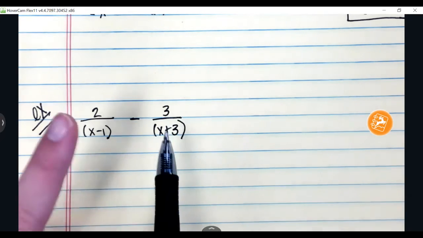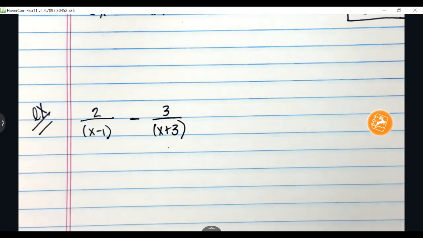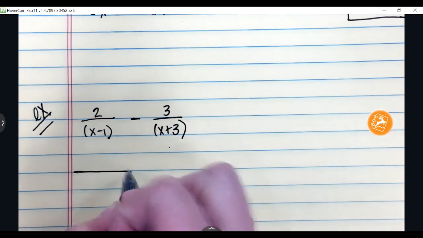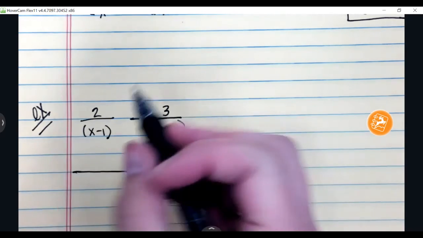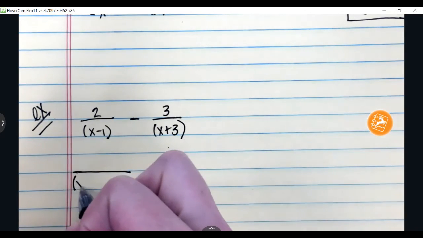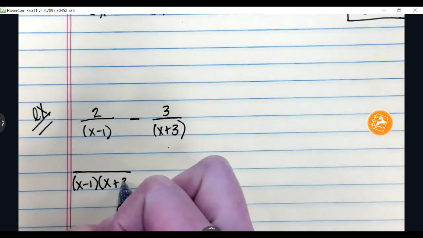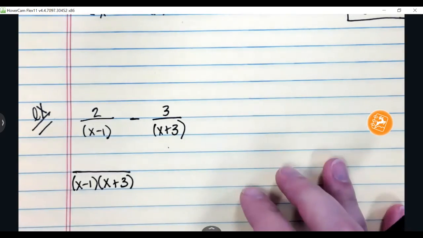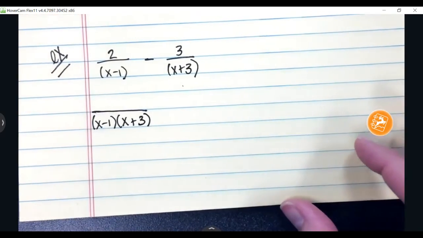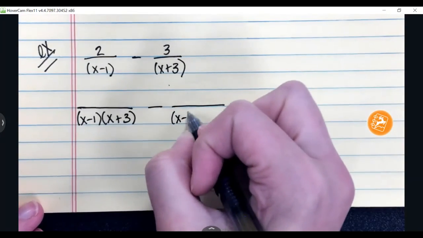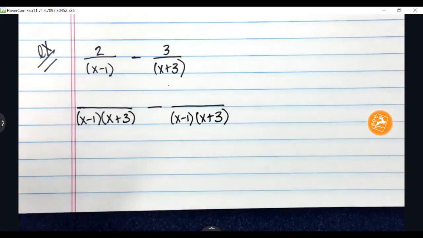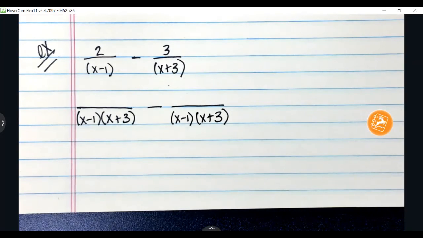So whenever I have things that are way different, I am going to make a new denominator that has both of them multiplied together. So what I mean by that is I'm going to take both of these and write them as one denominator being multiplied together. And since I have two fractions, I'm going to do it twice. Okay, everybody follow so far? Really different denominators. I'm going to put them together multiplied in a new denominator.